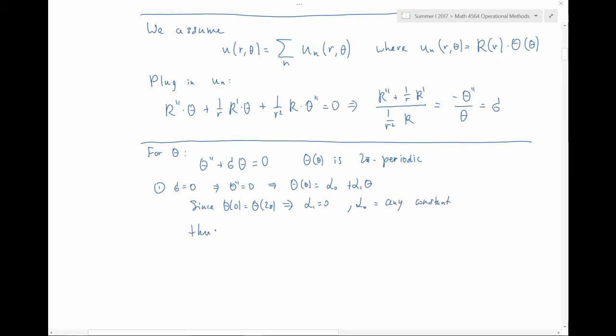Thus, u sub 0 of r, theta is just some kind of a constant times R of r.